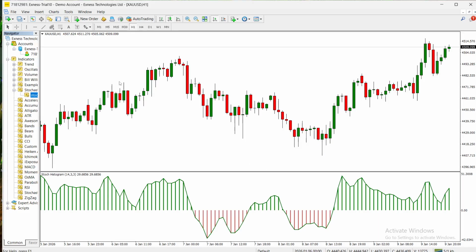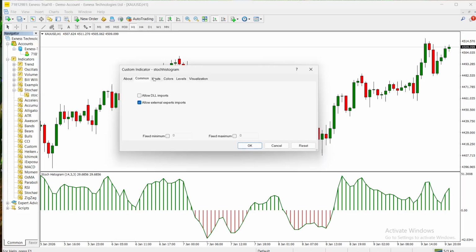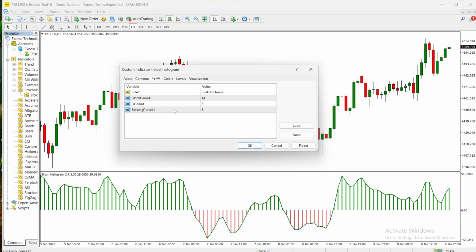As for the settings, let's take a look. Tab inputs. Key settings include the Stoch period with typical values of 5 or 14, the D period, usually set at 3, and slowing, which controls smoothing and is commonly set at 3 for standard stochastic behavior. Traders can adjust the overbought and oversold levels with default values at 80 and 20, but some preferring 70 and 30 for more frequent signals or tightening them based on asset volatility.